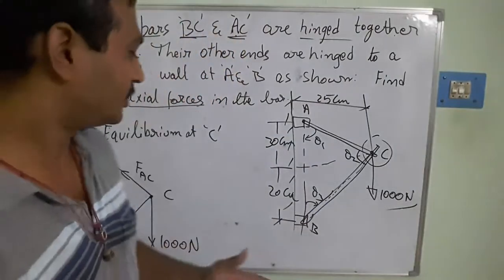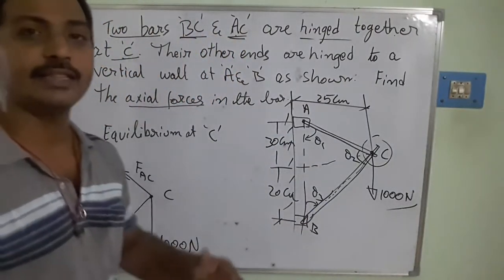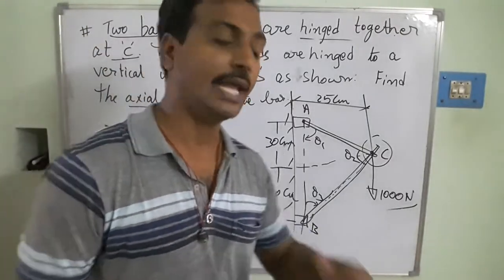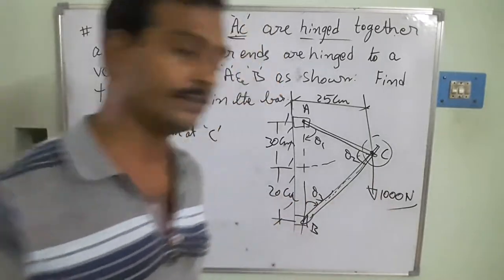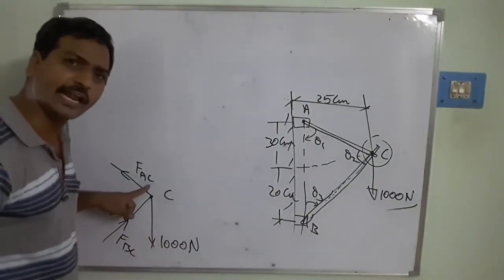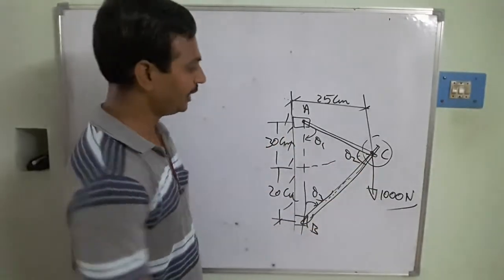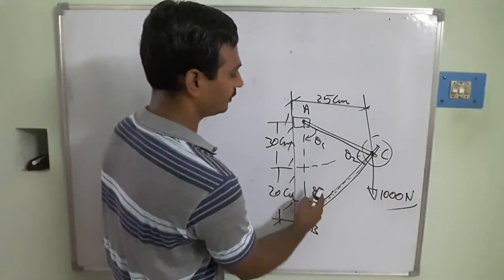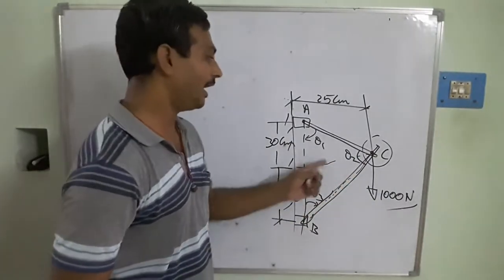So if your assumptions are wrong, then what will happen? These FBC and FAC we will get as negative answers, so that we can change the direction of our assumed internal forces. So before jumping to find the internal or axial forces in the members AC as well as BC, first we need to calculate theta 1, theta 3 and theta 2, the inclinations. Then how would you calculate here?